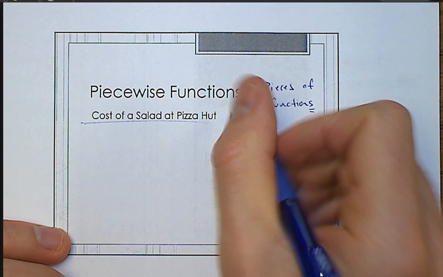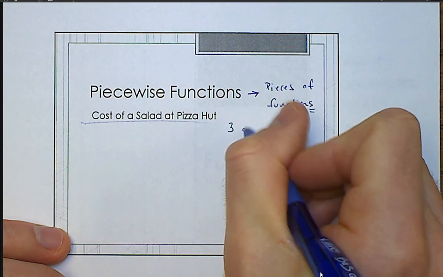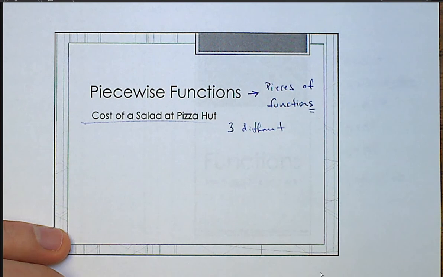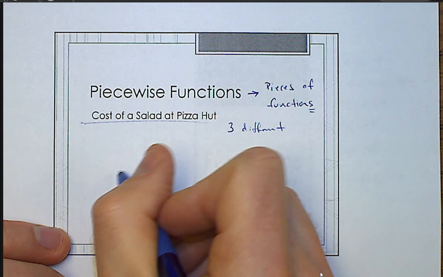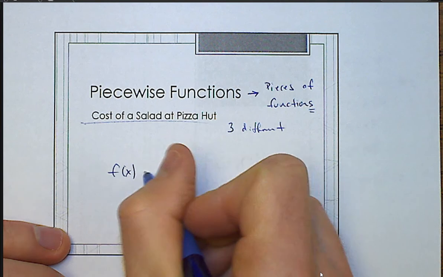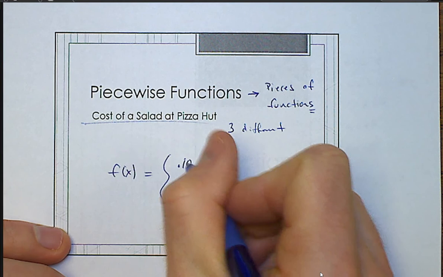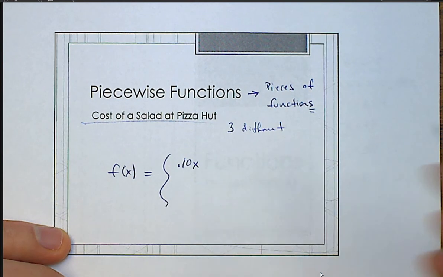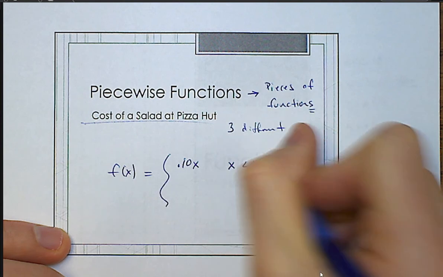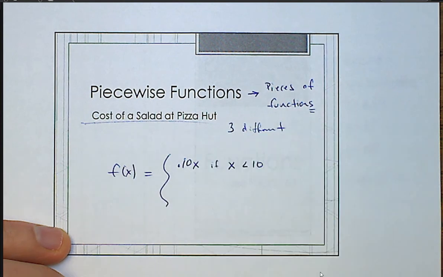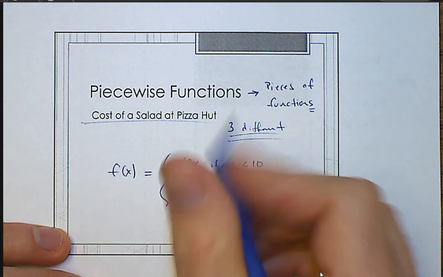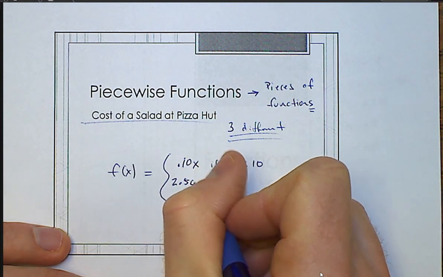Let's say Pizza Hut has 3 different prices for age groups, okay? So let's say it's 10 cents, and you're going to see how I'm going to write this up. It's 10 cents for all people who are under 10 years old, so children under 10. I'll put a little if in the middle. Okay, so that's one of the 3 different costs for salad bar. The second one is $2.50 flat. Okay, it's $2.50.